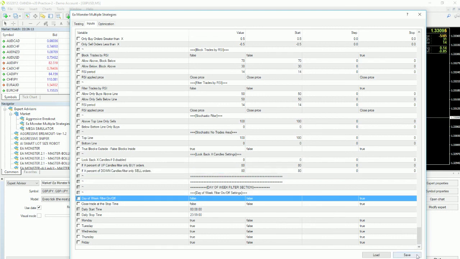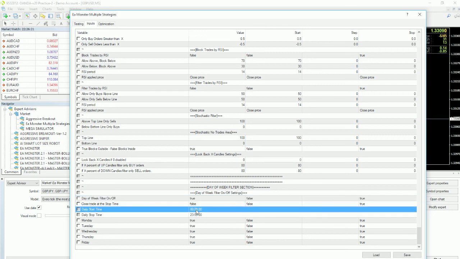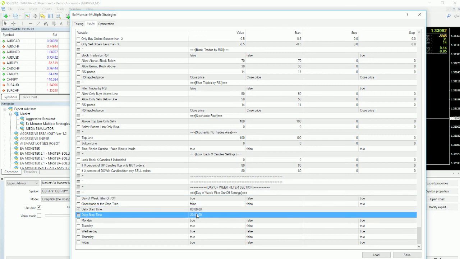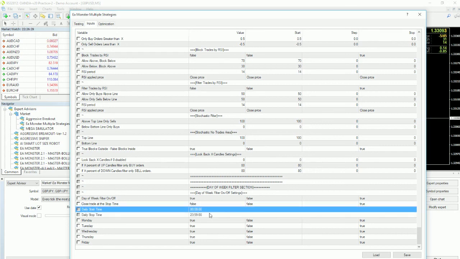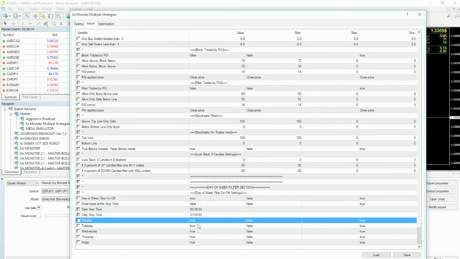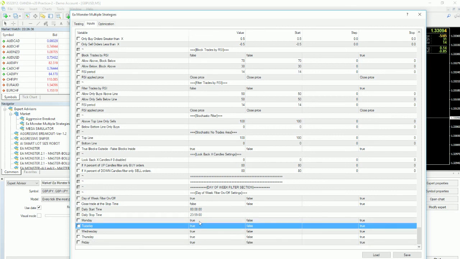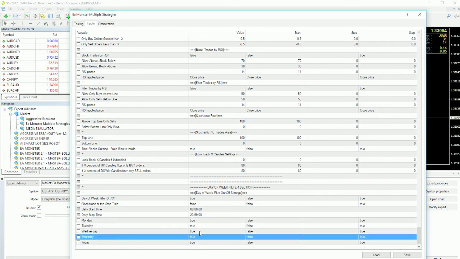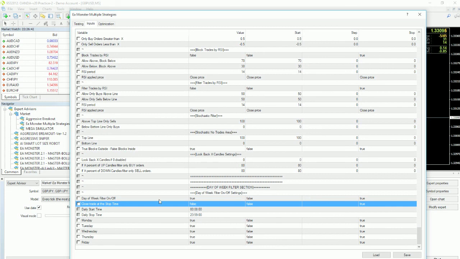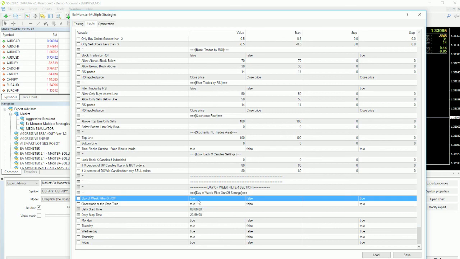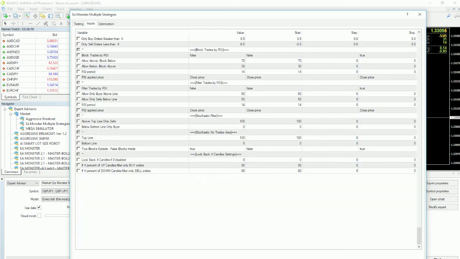Day of the week filter. The day of the week filter is set by default to off. Don't use it much. If you want to use it, you can go ahead and set the start time and the end time according to your time zone and your broker and all that. You have to set it uniquely to your broker. And of course, you can set days on and off if you don't want to trade on certain days, and you can turn those days off. And you can even close trade at the stop time too. If you set that to true, you can even close trade when the stop time happens.